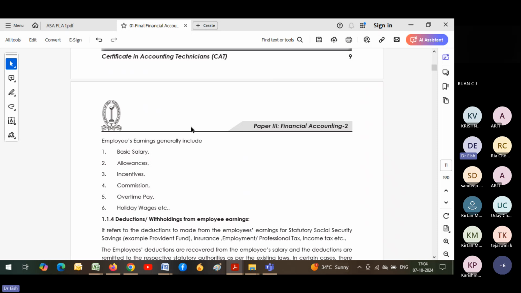Employees' earnings generally include 6 components. Basic salary. Basic is whatever is defined by the company as basic salary. Allowances. You have various types of allowances which are payable to the employees, like house rent allowance, which is called HRA, and CCA. The second type of allowance is city compensatory allowance.